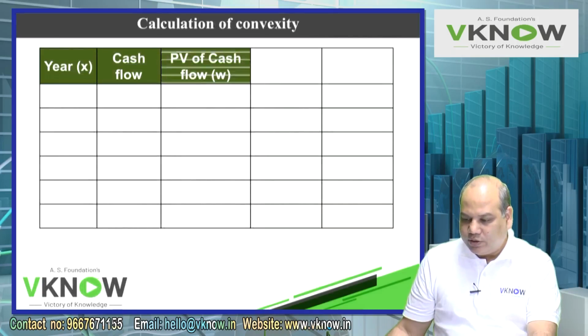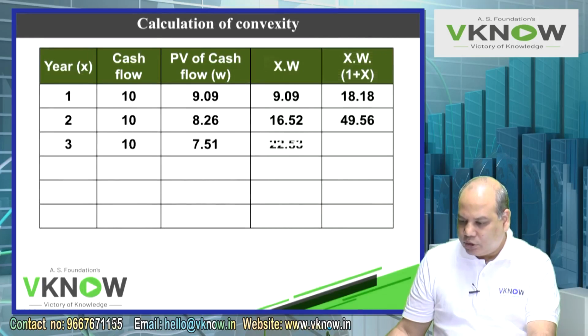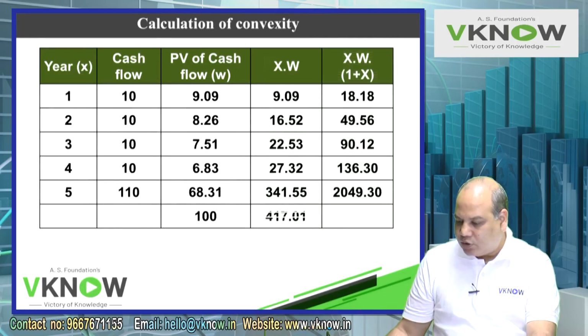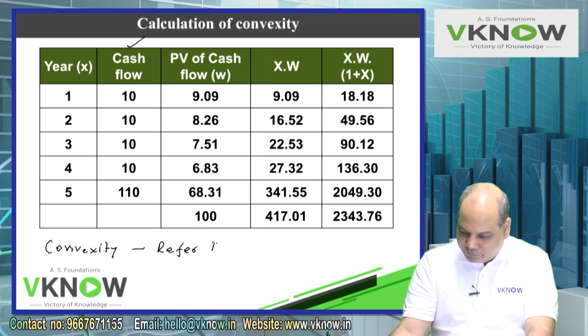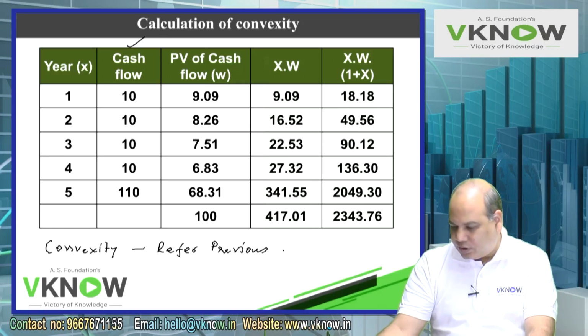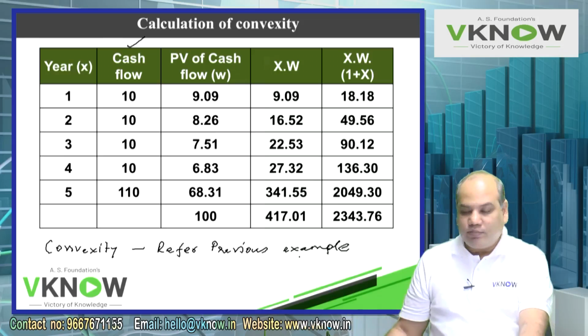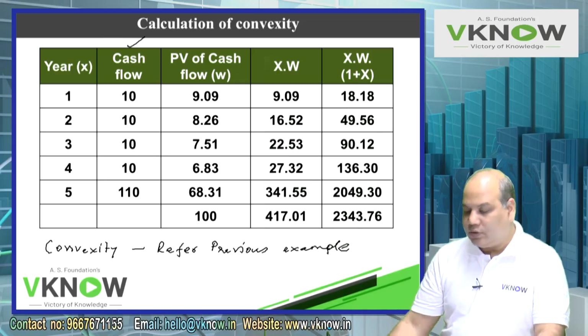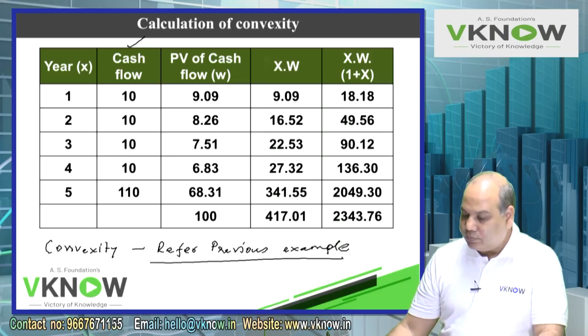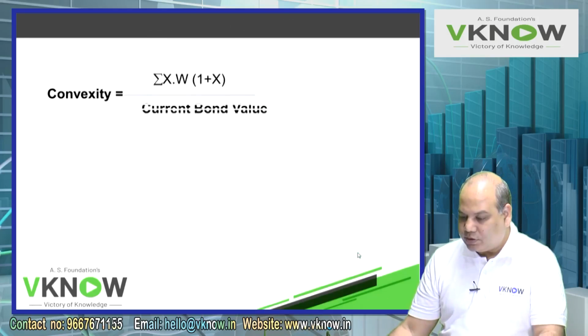Now we'll calculate the convexity. But to save time, I will just ask you to write one note. The same table we have drawn in the previous question. So write down the heading convexity. Then write refer previous example. There is no point in right now investing the time. You have to write exactly the same thing.